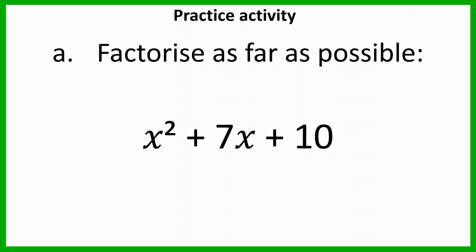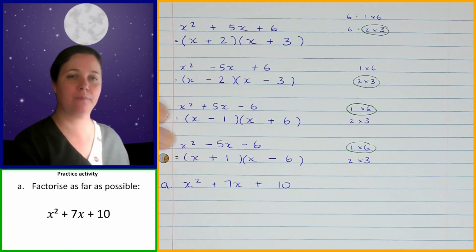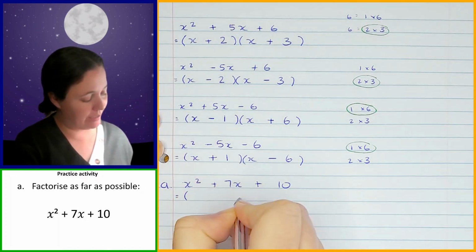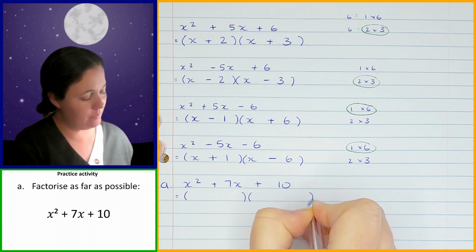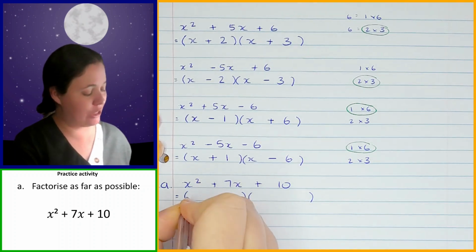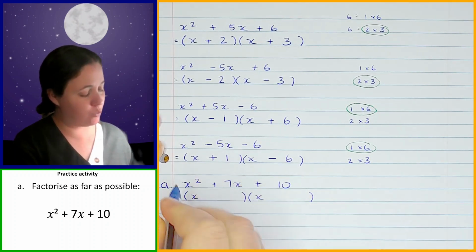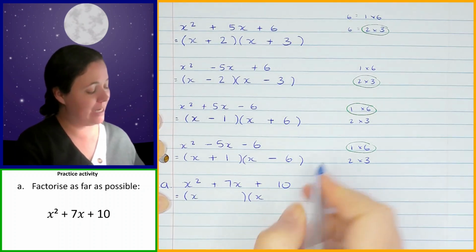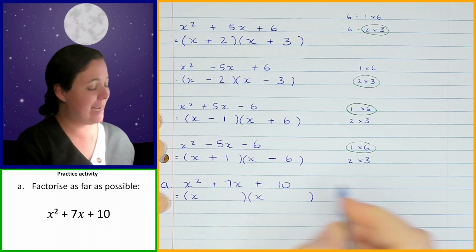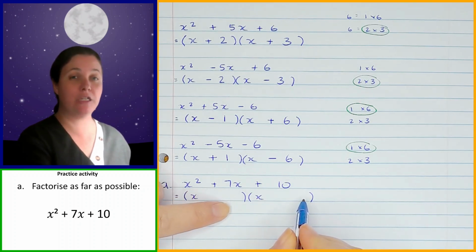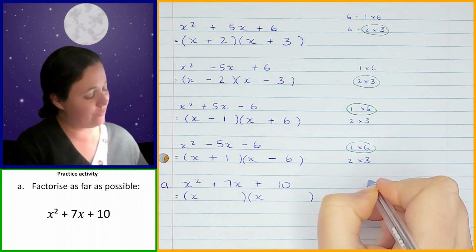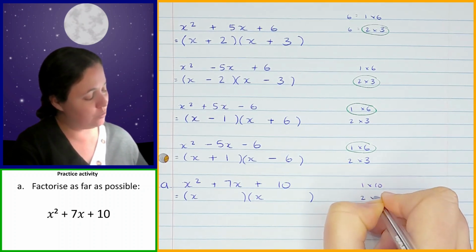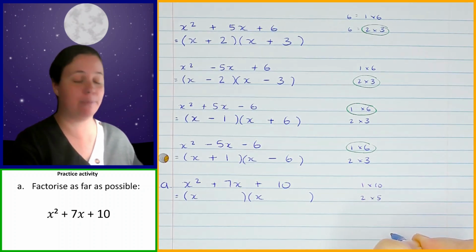Okay, so let's have a look at how you should have done this question. First of all, we start off by writing down our two sets of brackets. And we put x in each of them because that's the square root of x squared. Now we're going to find the factors of 10 so that we can work out what's going to be the second term in each of these brackets. So I've got over here 1 times 10 and 2 times 5. There are no other factor pairs for 10.